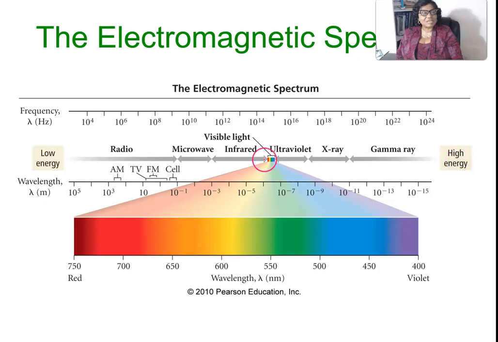But let's look at visible light. Visible light, when you see it, is white. But when you spread it using a prism, you see these different colors. It starts from red and it ends at purple. We call this the visible spectrum. And it's from 400 nanometers to 750 nanometers in wavelength.